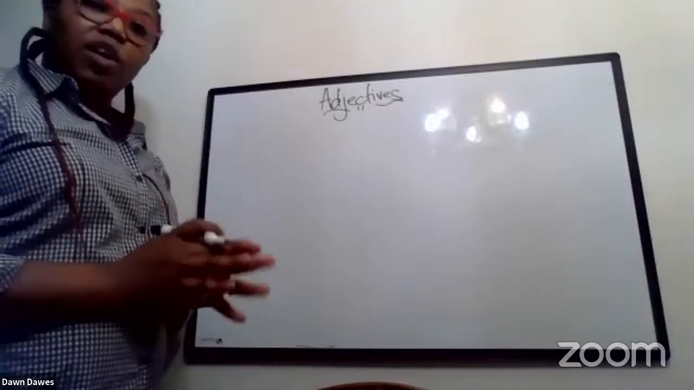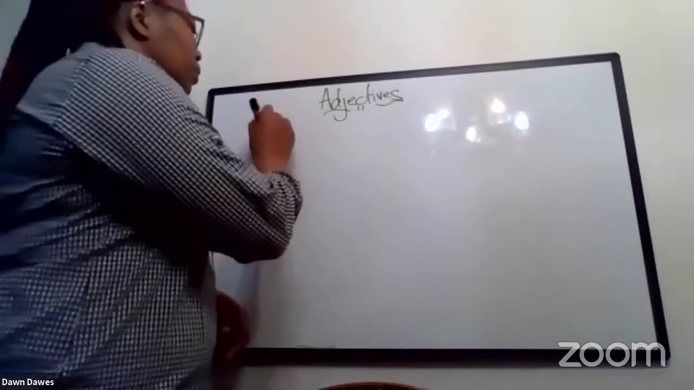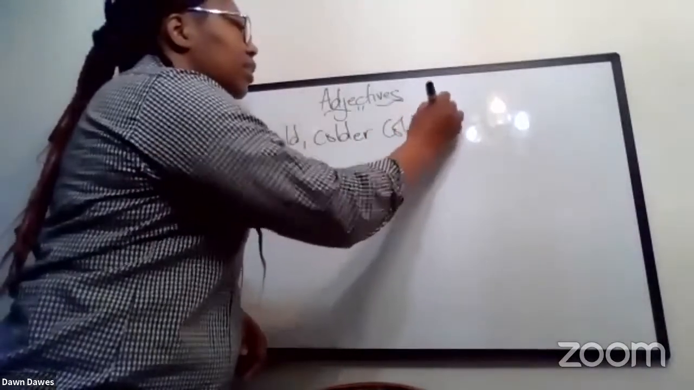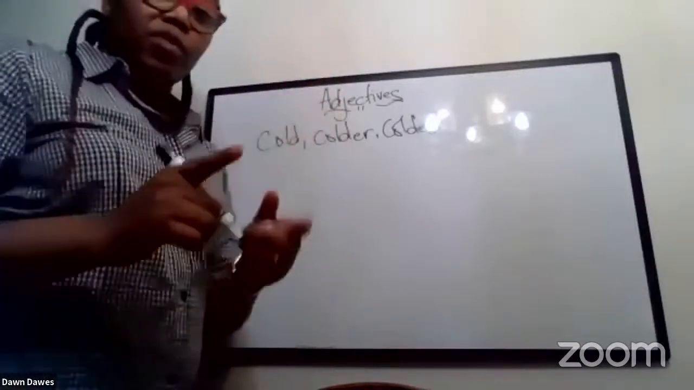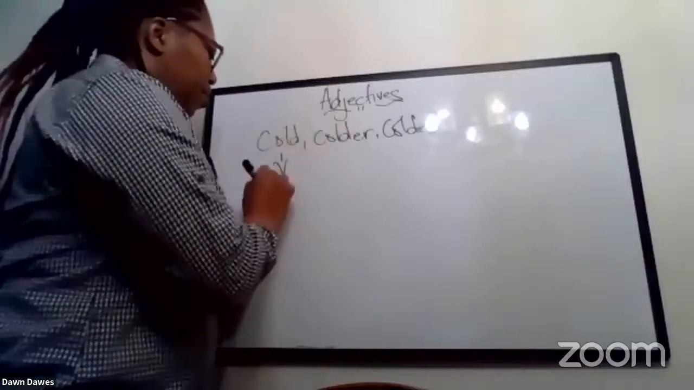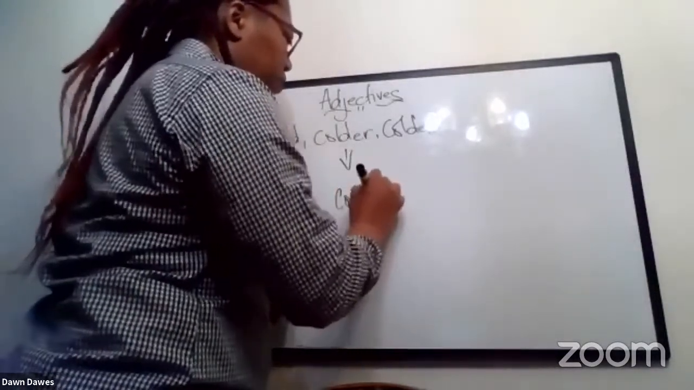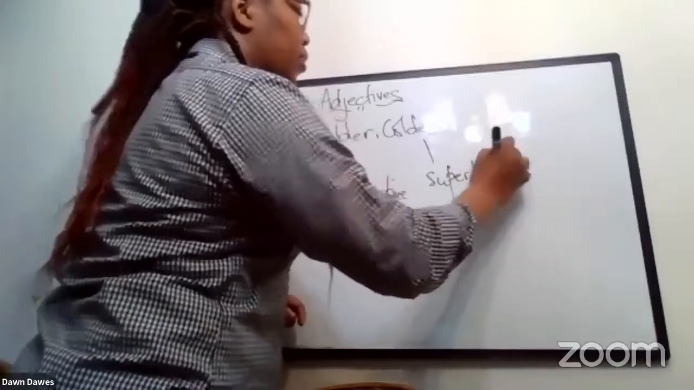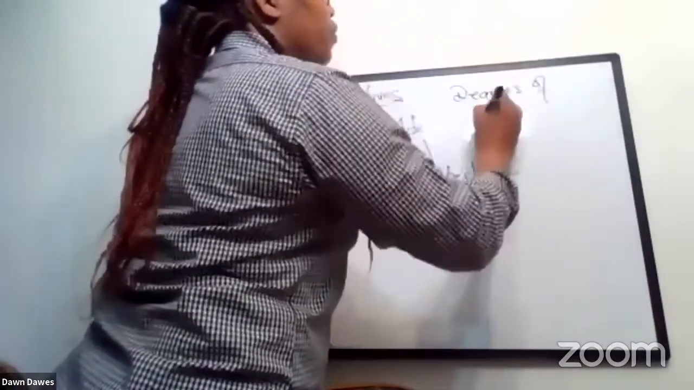Okay, so one of the first things we can remember, we have degrees of comparison. Adjectives that speak to degrees of comparison. So, you know, when you have cold, colder, coldest. I wonder if we remember having done these way back in school. Okay, let me refresh my memory here. We have positive, we have comparative, and we have the superlative. Uh-huh. And we call that degrees of comparison.